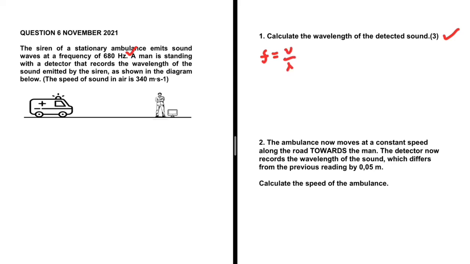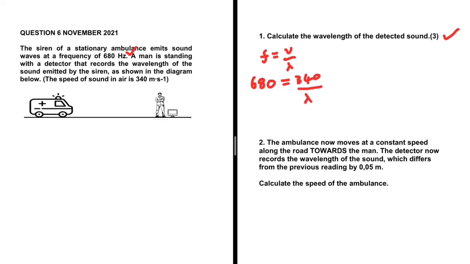So what will be the frequency detected? The frequency detected will be the same as the frequency which is emitted because there is no relative motion between the sound source and the observer. So the frequency is 680 hertz. The velocity, the speed of sound in air, 340 meters per second, and then divided by the wavelength. We're interested in the wavelength here.